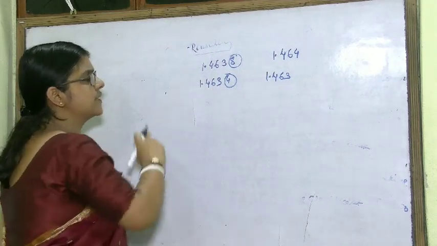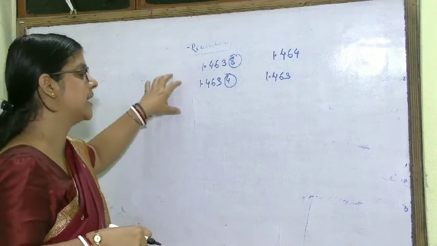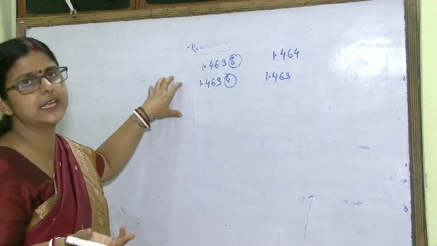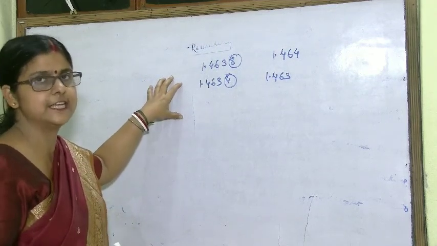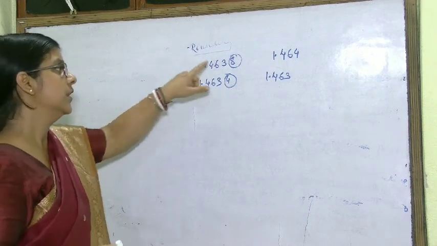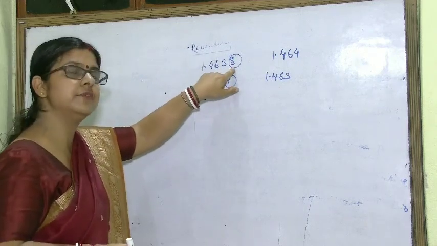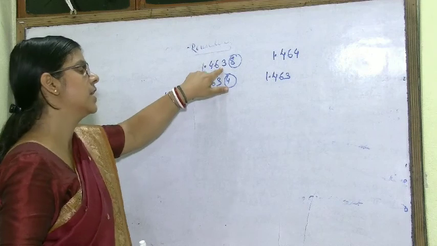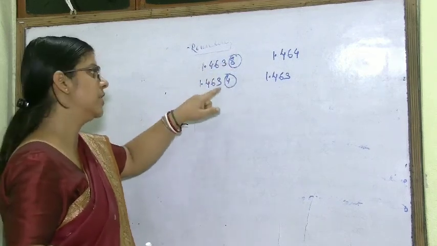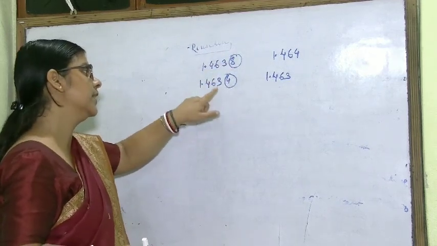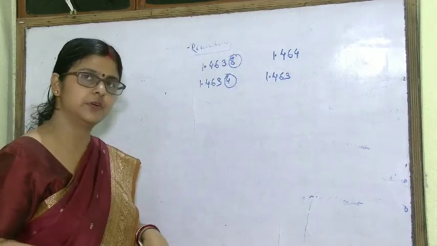So I told 2 cases. I have taken 2 examples. You can take any other example. You can see your NCERT book also. If the number is more than 5, then simply to round up, add 1. If the number is less than 5, then you simply drop that number.